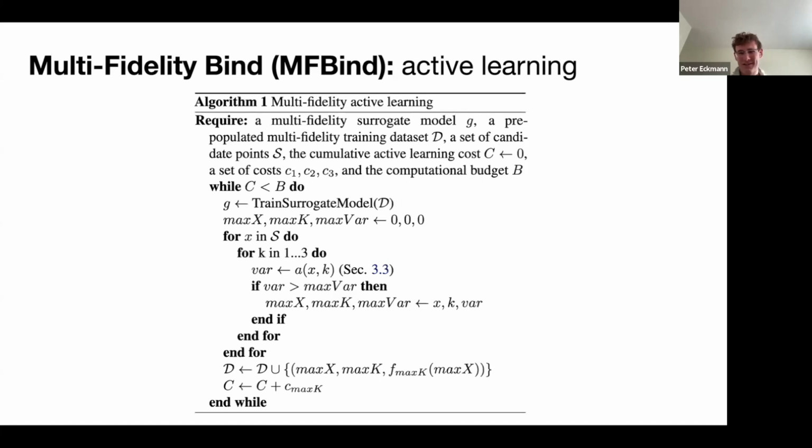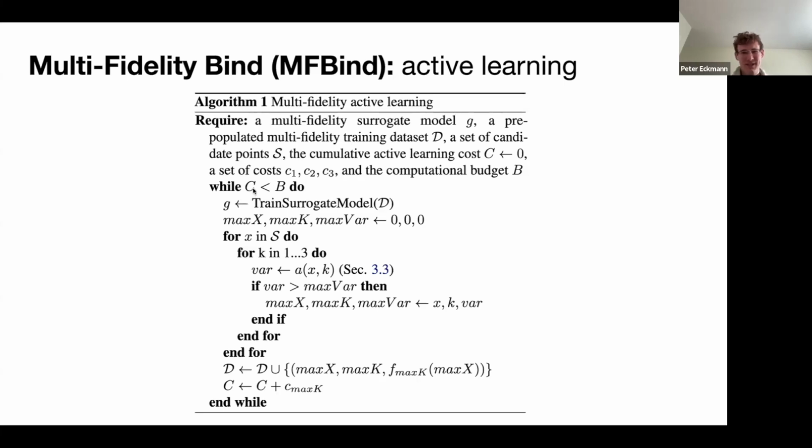And this is just the summary of the algorithm. So the active learning algorithm requires some surrogate model G, a training data set D that's pre-populated with some set of values, a set of candidate points S, which means the set of compounds that are available for the active learning to choose from and run the simulators on. And then we have some cumulative cost of active learning C, and then some budget B.